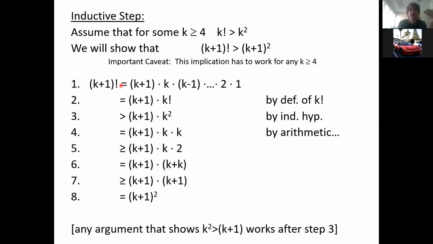Indeed, this thing is at least k square if k factorial is at least k square, because everything else here was fundamental arithmetic, so there could be no doubts about it. This part is just based on the inductive hypothesis. So we don't know if it's true, and we don't care. We're only showing that if it holds, then this holds.